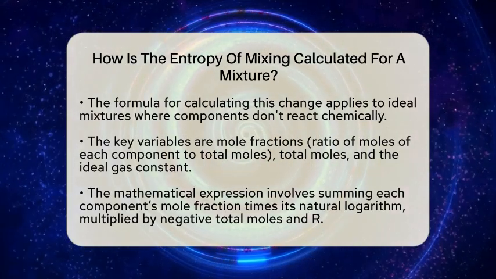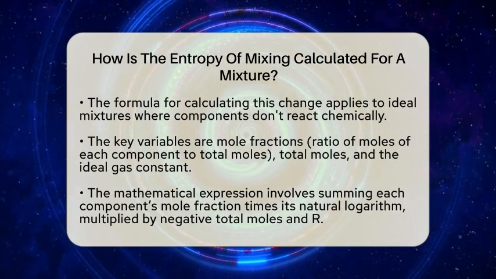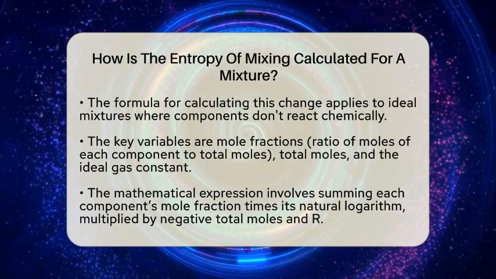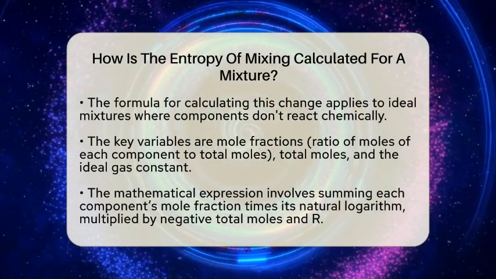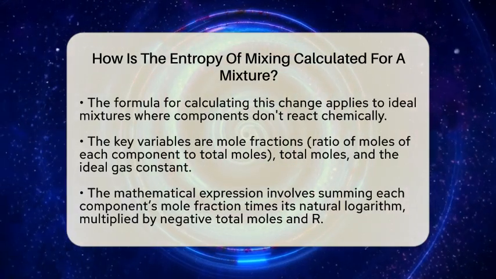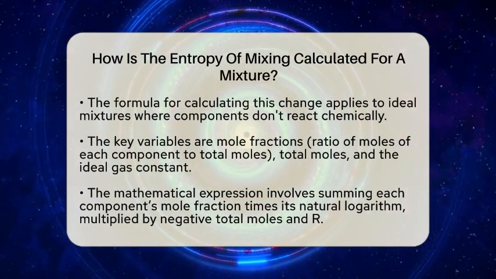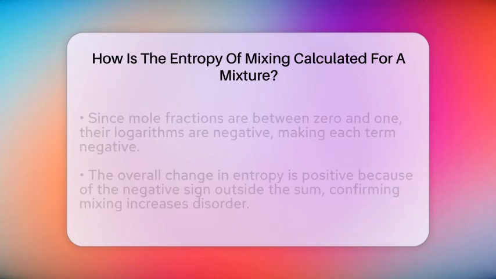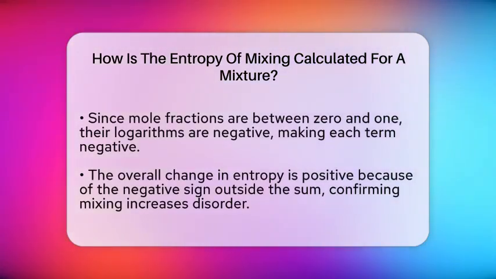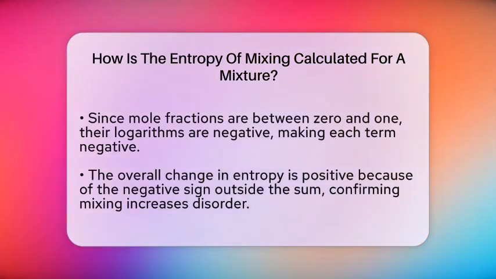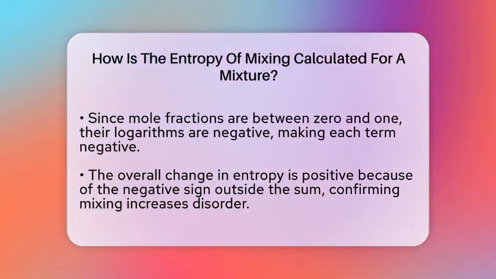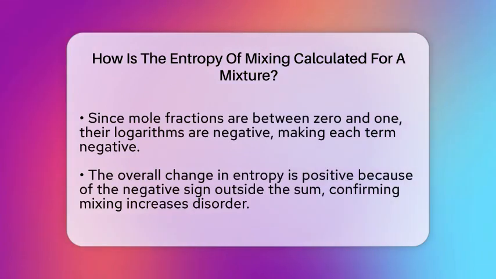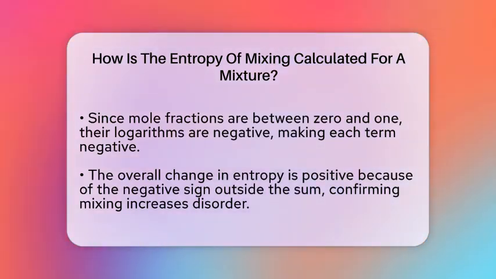Each term, Xi ln Xi, shows how much each component contributes to the overall increase in disorder. Since mole fractions are always between 0 and 1, their natural logarithms are negative. That makes each Xi ln Xi term negative. But because of the negative sign in front of the entire sum, the total change in entropy ends up being positive. This confirms that mixing always increases disorder in ideal systems.